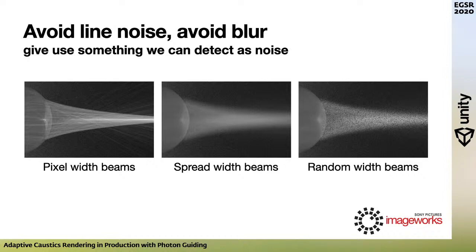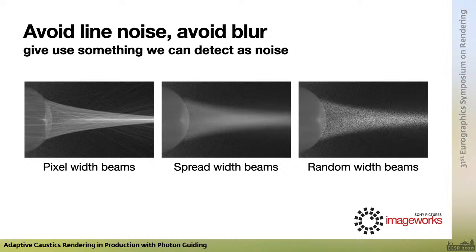Or if you use the spread-based width, like in the middle, you get the blurry bias look, which is also what we don't want, because that thing also looks like converged. The render is not going to refine that. A denoiser is not going to do anything with that. So we do the random width trick, as you see on the right. That's the type of noise that we're looking for.